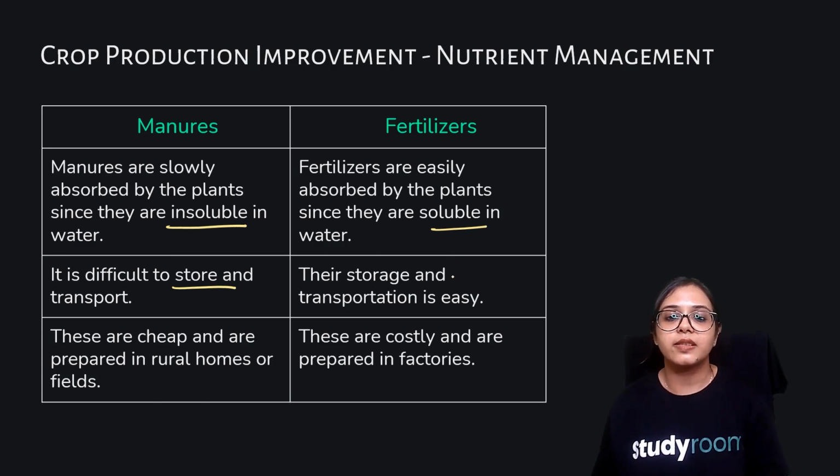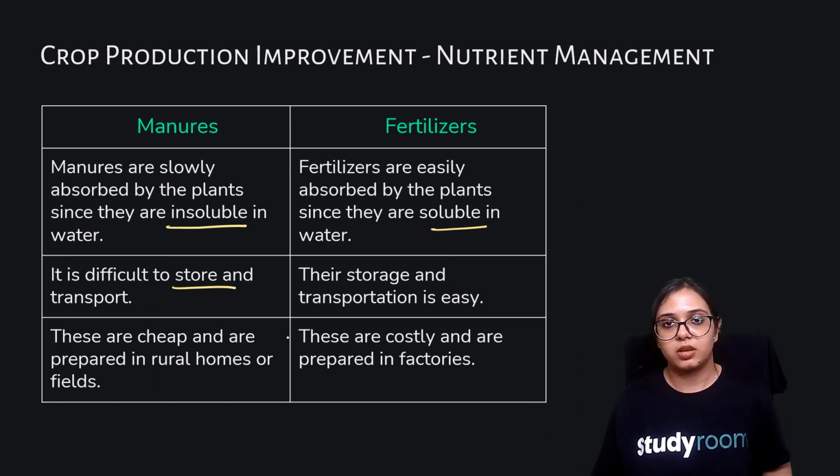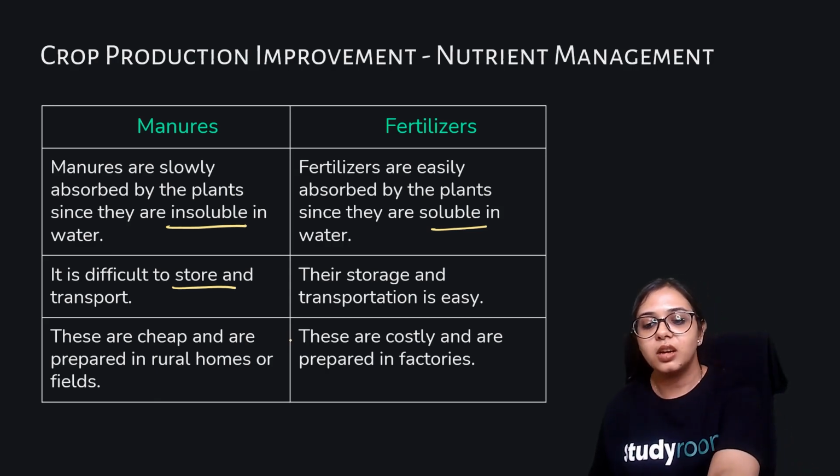Whereas in the case of fertilizers, their storage and transportation is comparatively easier. Manures are cheap because, like I told you, they're prepared in rural homes or fields, and fertilizers are costly.